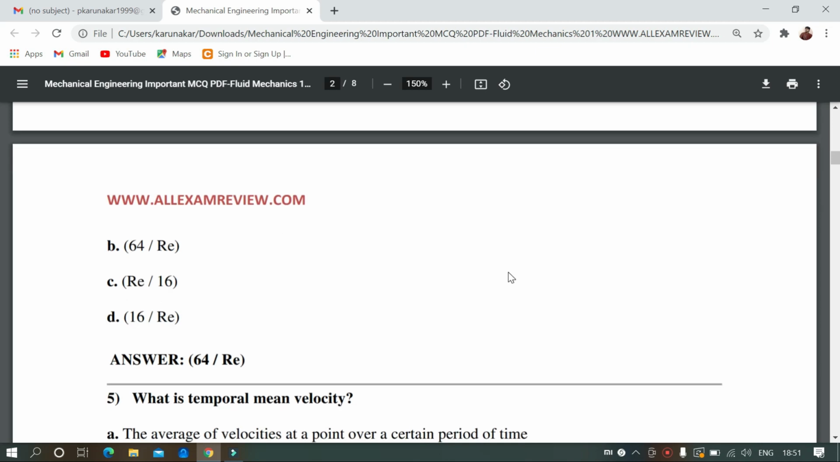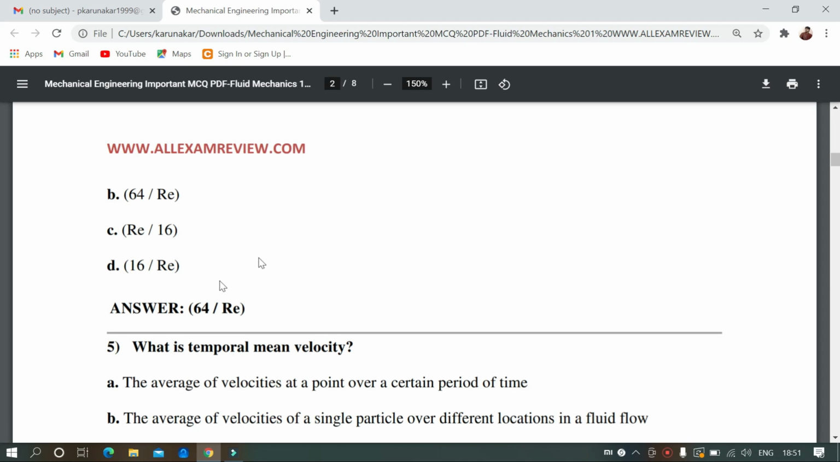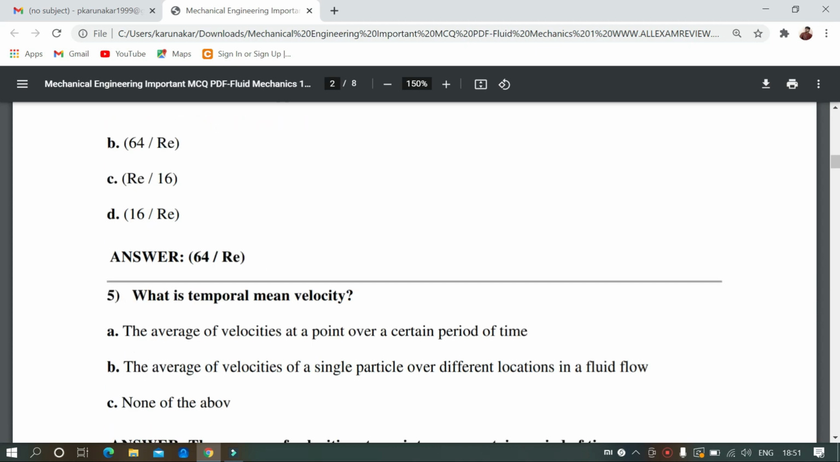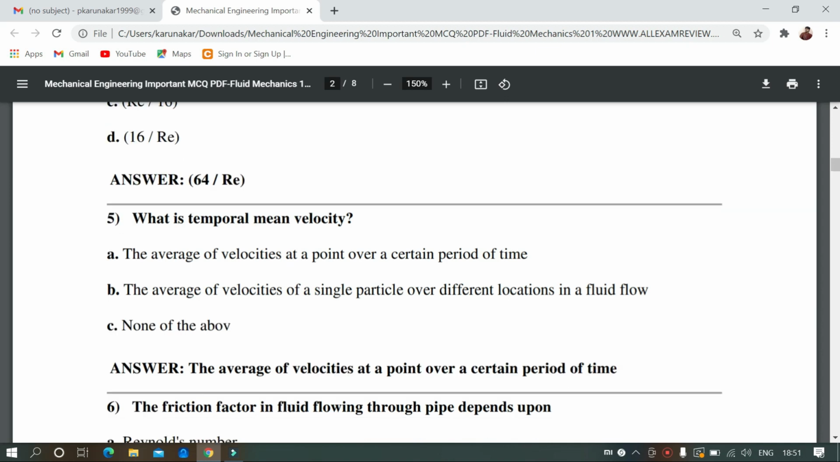So guys, this is a question mainly asked in the ISRO, DRDO, and all the competitive exams. So it is a very important question. Please mark it down. So question number 5: what is the temporal mean velocity? So they're asking the question, what is the temporal mean velocity.